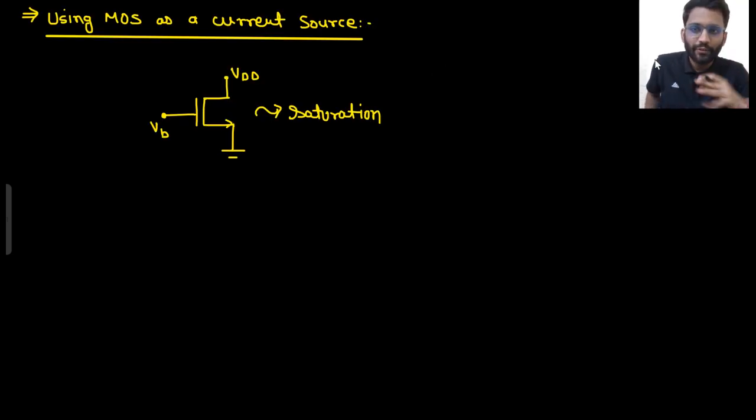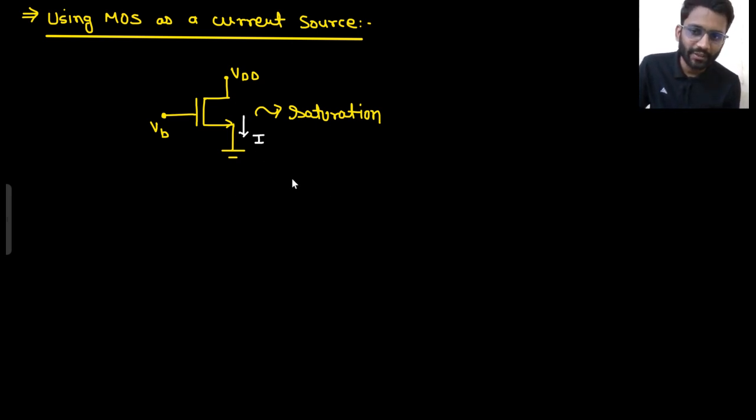Hi everyone. So in the previous video, we saw MOS as a current source. When we use MOS in the saturation region, it acts as a current source with some output impedance, right? This is what we have seen. Now, what is the issue with the MOSFET when we are using it as a current source? That we will see.